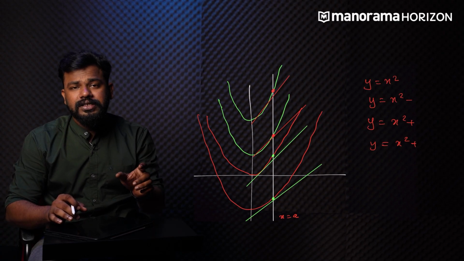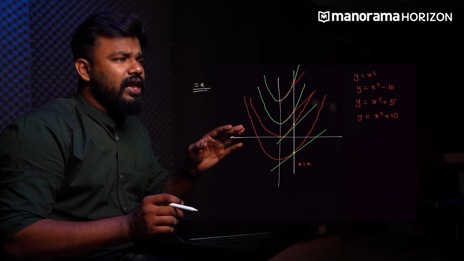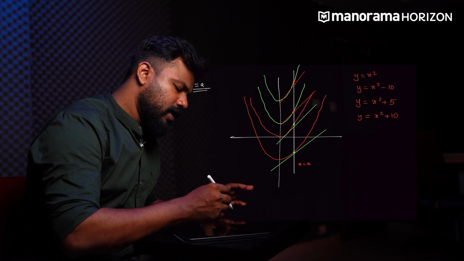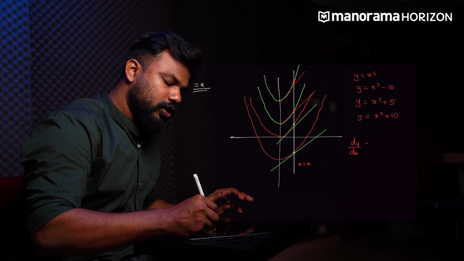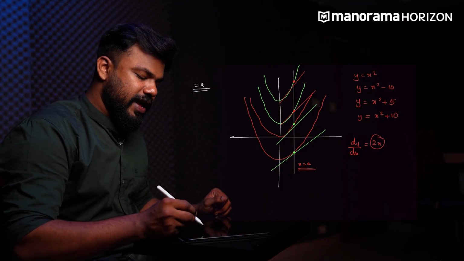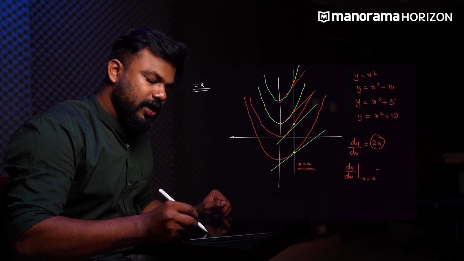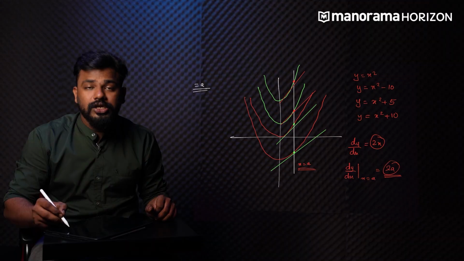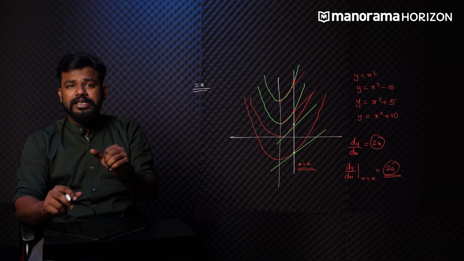So what happens when I try to find the slope of the tangent? Are they all the same? Let's see. Because it is y is equal to x square, the derivative dy by dx will be 2x. And since it is passing through the line x is equal to a, what will be the derivative dy by dx at x is equal to a? It will be 2a.